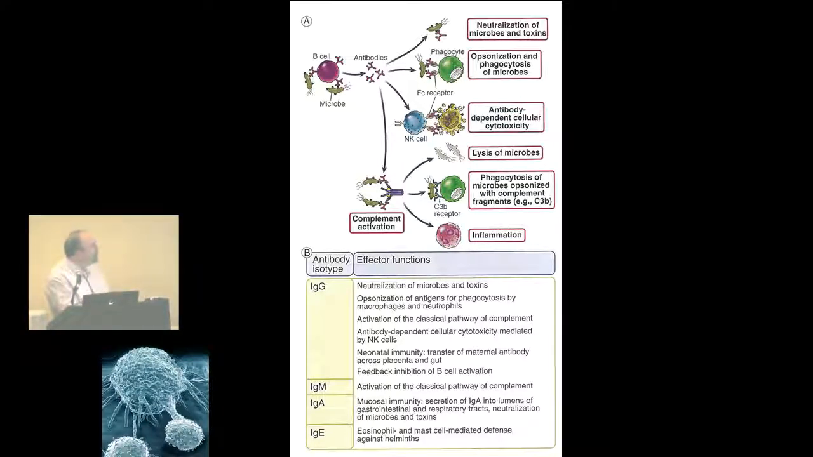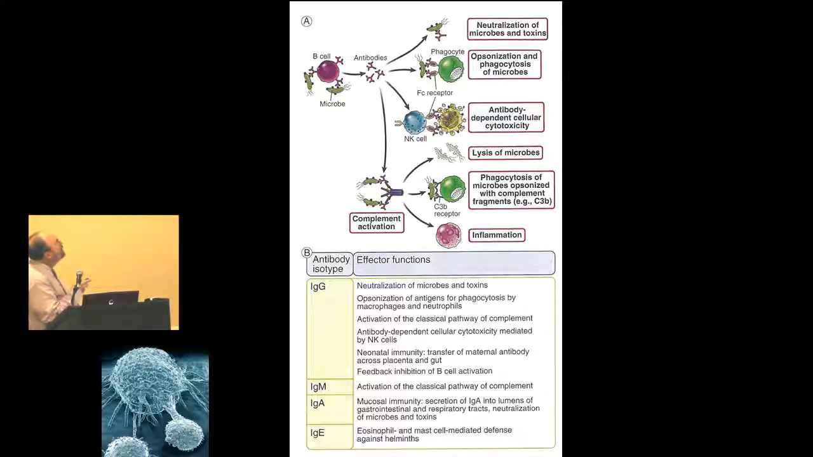But one of the things that IgM does is it activates the classical pathway of complement. And we heard about that this morning. Systemic inflammation again. IgA is a mucosal immunity antibody response. IgE antibody is something that's going to cause eosinophils, mast cells, and basophils to react. It causes the release of vasoactive amines and the whole allergy response thing.